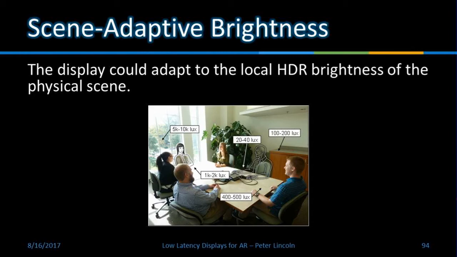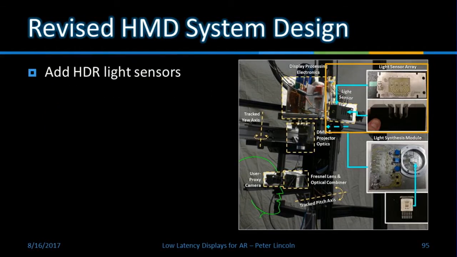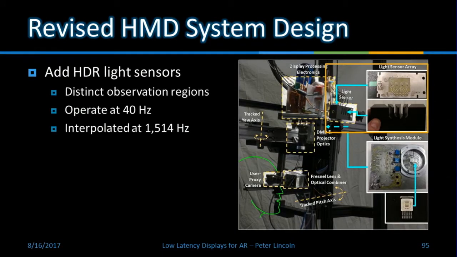Now that we have HDR support, how can we make sure that the virtual and real objects seem to better coexist? Well, adaptation. One more modification to the system. We used HDR light sensors to observe the real environment. These are shown up here at the top right. We're using just a horizontal array of 4 sensors. Each sensor is observing a separate horizontal quarter of the display's field of view.